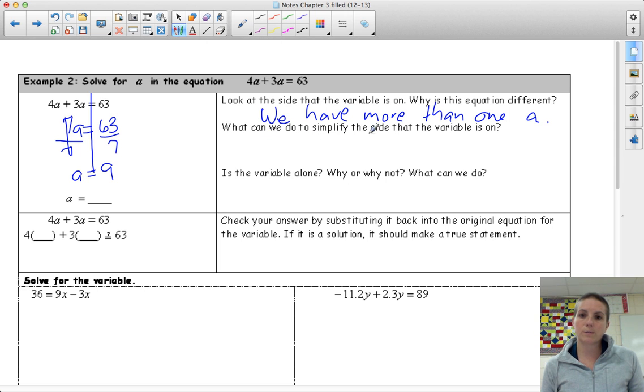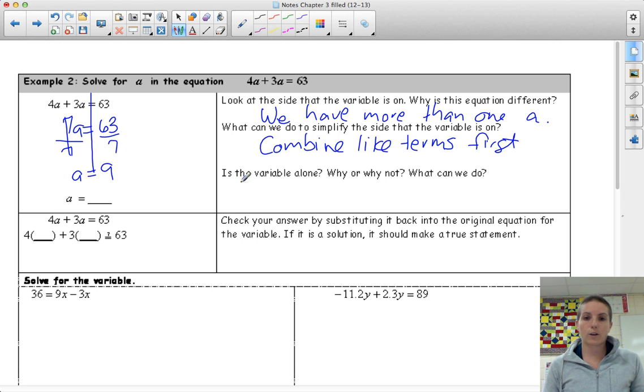What can we do to simplify the side that the variable is on? Combine like terms first. Is the variable alone? Why or why not? What can we do? Our inverse operation then becomes division. Divide both sides by 7.